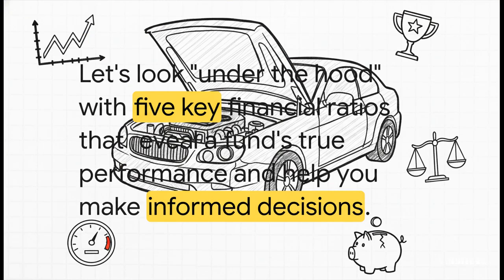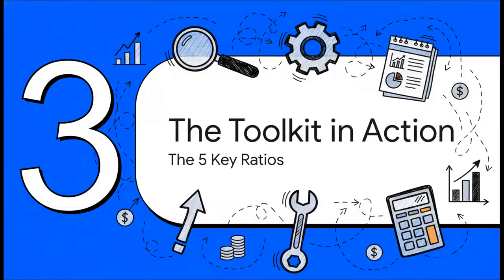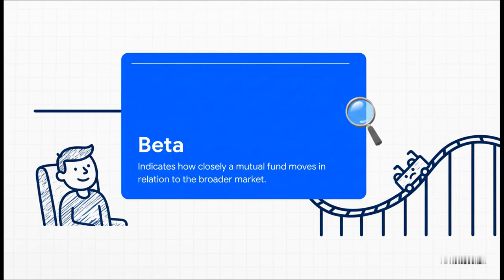They're going to help you understand the risk, the manager's actual skill, how efficient a fund is, and this is a big one, the true cost. They're what let you go from just guessing to actually analyzing. All right, let's roll up our sleeves and get into it. We're going to break down each of these 5 tools, one by one, so you'll know exactly what you're looking for. First up in our toolkit is something called beta.